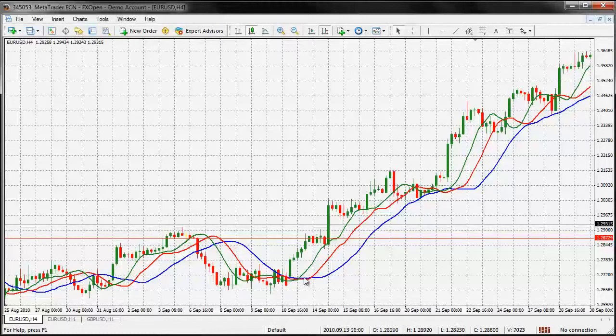Well, what we're looking for is basically the distance between this candle and these lines. If it's touching the lines, then great, you can go long.